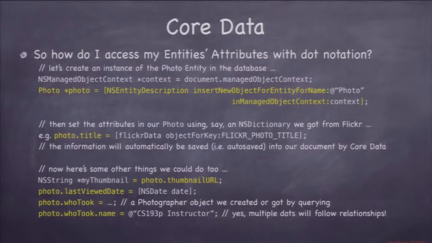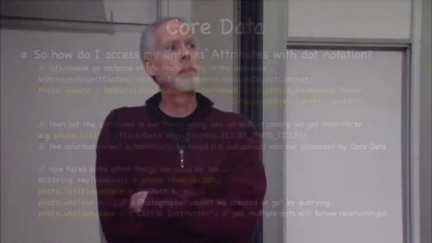Therefore, photo.whoTook.name. Question? Would this require that you set whoTook previously, or does it auto-create a photographer? Right. So the question is, would it auto-create if photo.whoTook was nil? Would it automatically create a photographer in the database so that it can say .name equals whatever? And the answer is no. This is normal properties. If photo.whoTook is nil, then the set name will just be sent to nil.